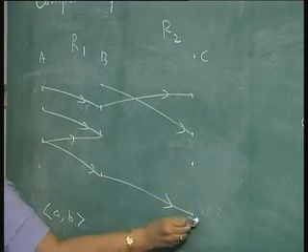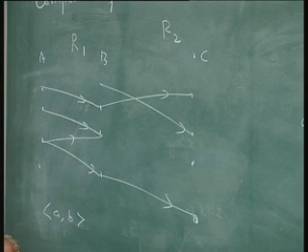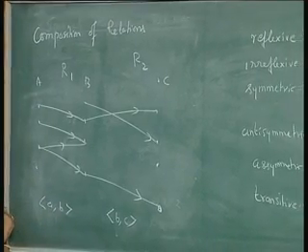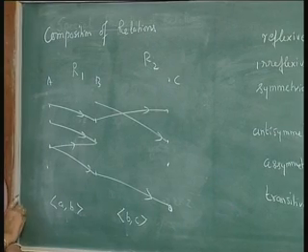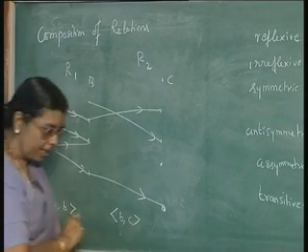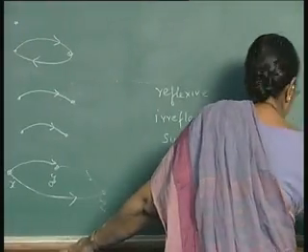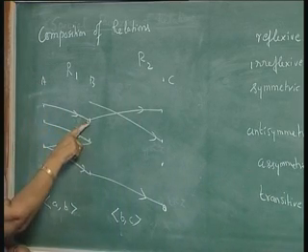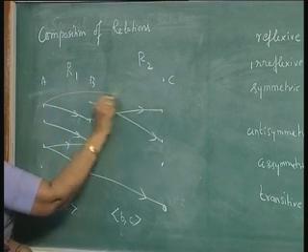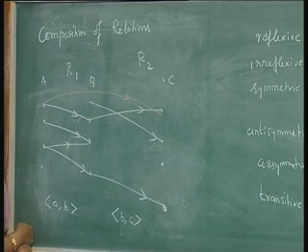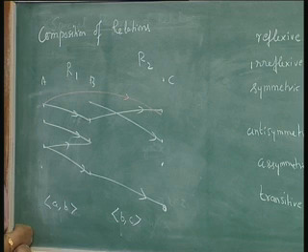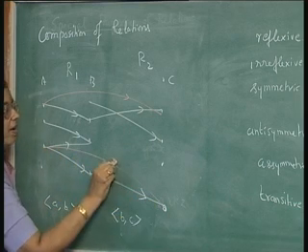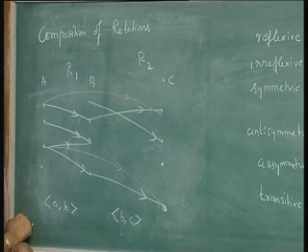So, this represents ordered pairs (b, c), where b belongs to B and c belongs to C. Then how do you define the composite relation R1 R2? If you have an arc from here to here, and an arc from here to here, this is an element of R1 R2. And similarly, you have an arc from here to here, an arc from here to here. So, this is an element of R1 R2. Okay.